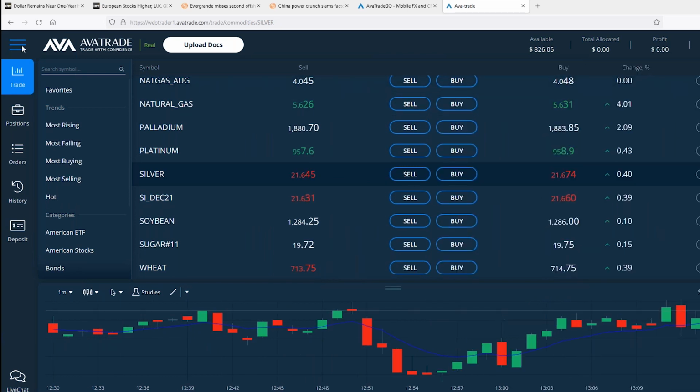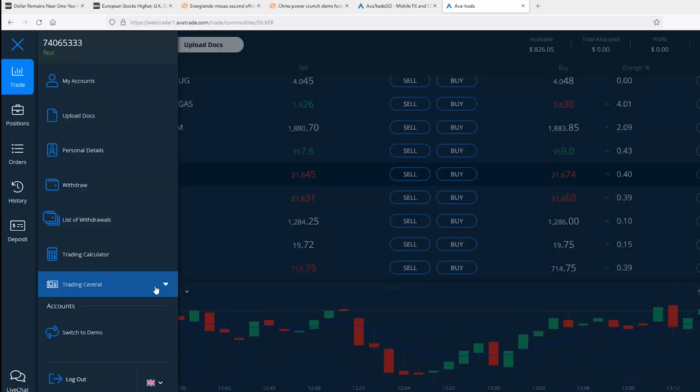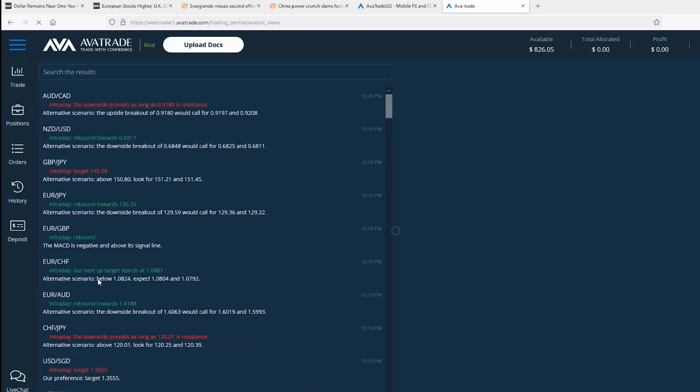Now, since we're talking about technical analysis, we also have premium features in Trading Central. If you look at Forex featured ideas or analyst views, you'll see technical analysis signals done for you.